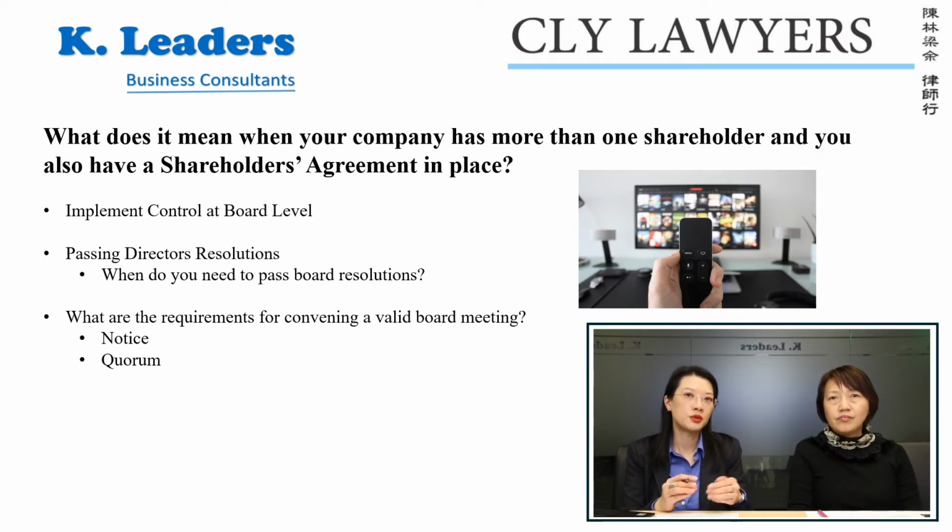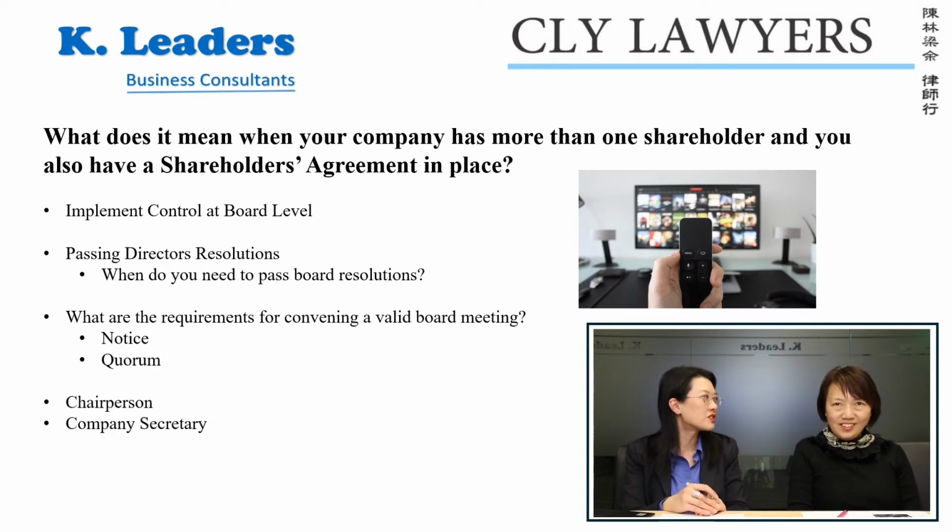If you don't want that person to have a casting vote, then you probably need to change your articles of association, and you will also reflect the same in the shareholders agreement. Yes. We've talked about board meetings, so why don't we go ahead and talk about shareholders meeting?